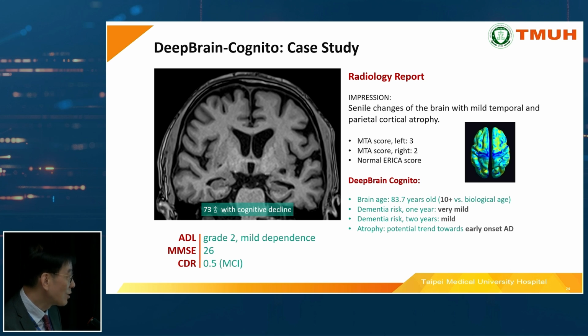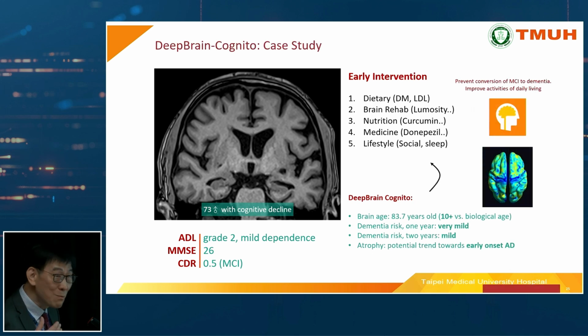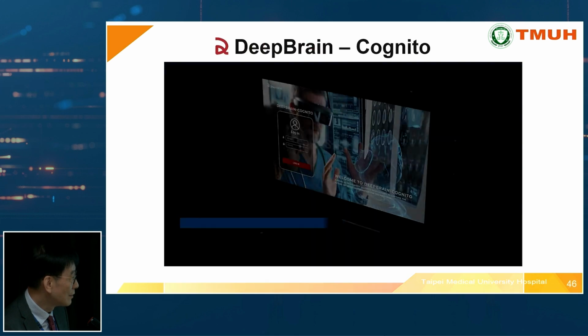With Deep Brain Coronado, you can see we estimate the brain age is much older than his biological age. And the patient's 1 year risk goes from very mild dementia to mild dementia. And the atrophy pattern tends toward the Alzheimer pattern. So the patient can immediately start to play the game from today to prevent the next year's decline. This is the important thing, that the patient can do something for himself or herself.